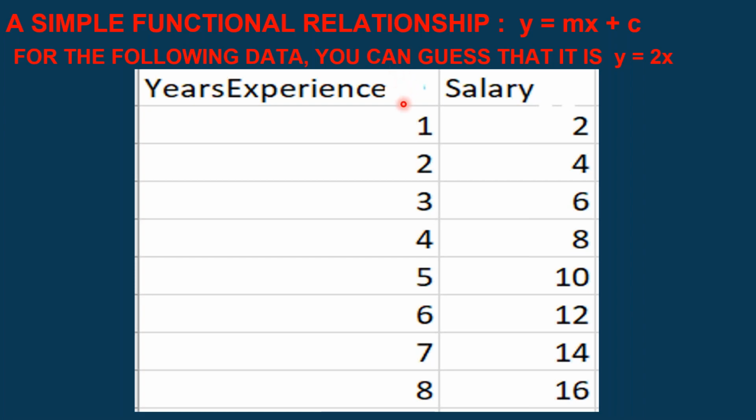Suppose you write X here, and instead of writing salary, you write Y here. Then all these values become the values of X, and all these values become the values of Y. Is the idea clear? And then you take any value of X, you multiply it by 2, you get the corresponding value of Y. So shall I say the relationship between X and Y like this?